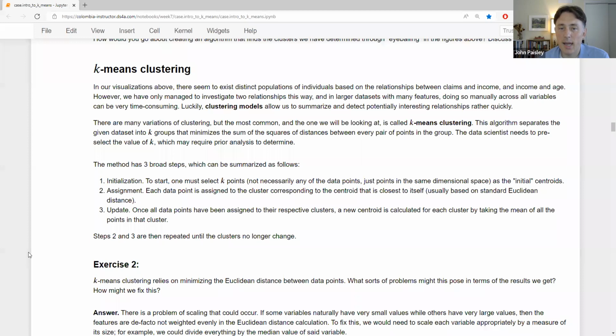And it does that in a way that tries to minimize the sum of the distances between data points in each group. So it's a bit more specific than that, what it's trying to minimize, but the high level is you could imagine that in each group, it's trying to make it so that the distances between all the data points in that group are small.